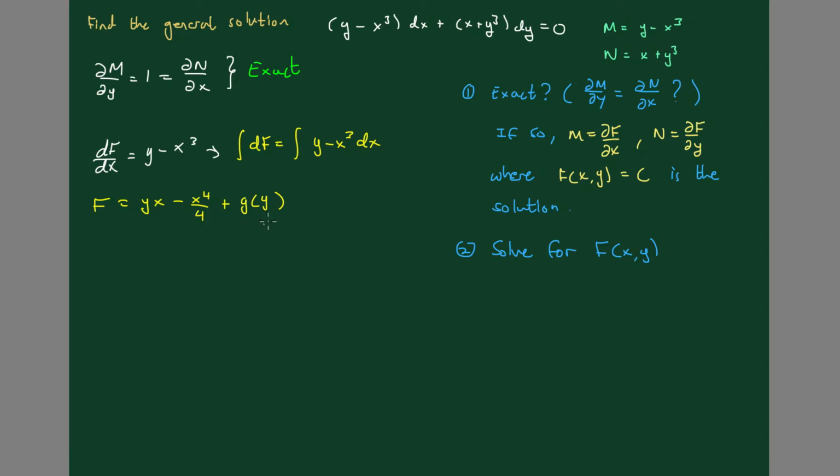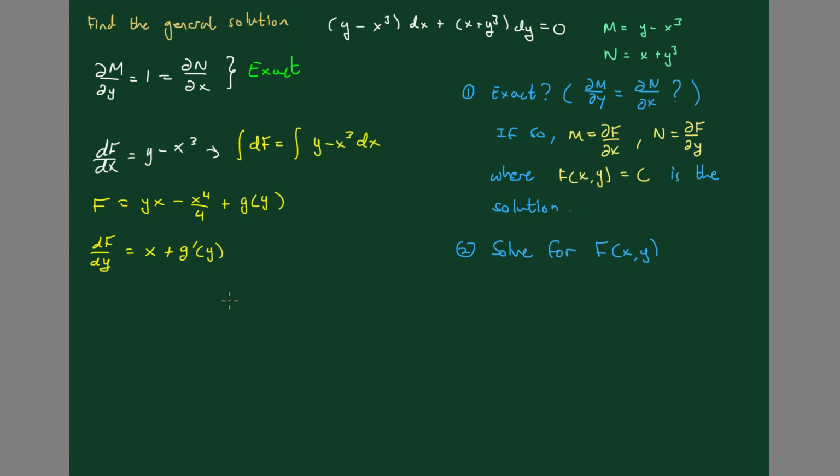So our goal now is to solve for this g(y) so that we can complete the solution for f. And the way we're going to do that is by using the fact that the derivative of f with respect to y equals N. Okay, so df/dy equals N, where N is x plus y cubed. So we take the derivative of f over here with respect to y, and we find that df/dy is equal to the derivative of yx with respect to y, which is just going to give me x. This vanishes, and then we have a plus g prime of y after taking the derivative of g(y) with respect to y.